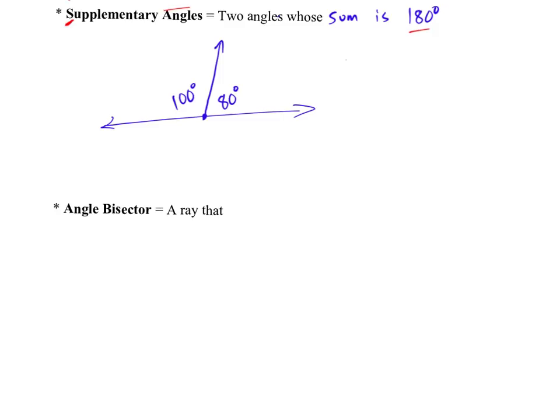Angle bisector. When you dissect something, like some people dissected the fetal pigs this year, you took and you cut, or chicken wing, dissected chicken wings.